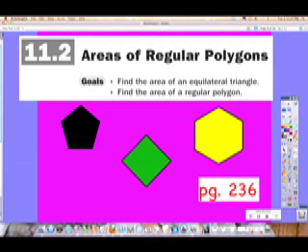Yesterday we talked about interior angles in polygons. Today we're talking about areas of polygons. However, there's a key word in the title. Areas of what kind of polygons? Regular. What does regular stand for?